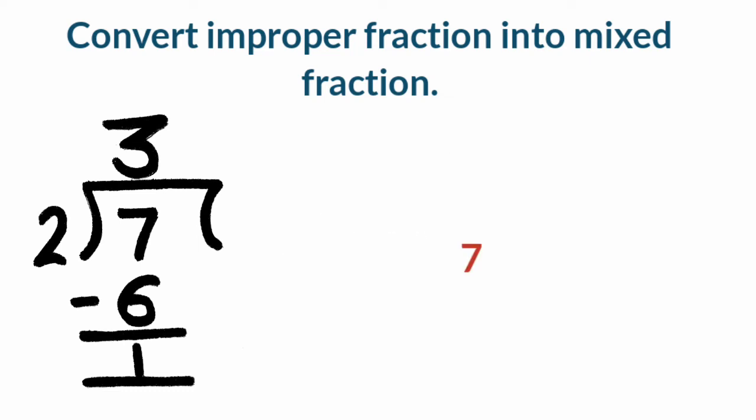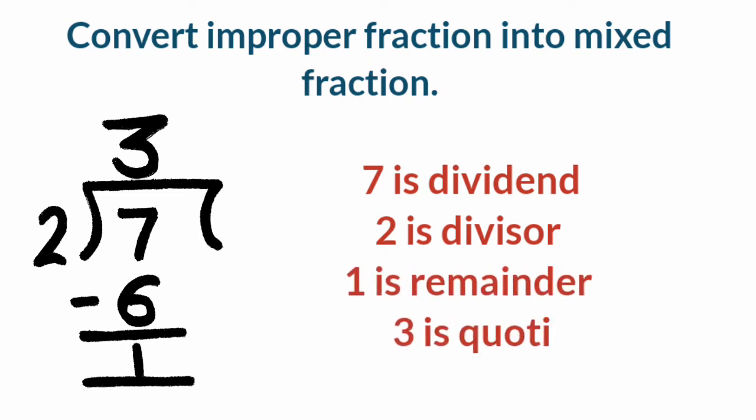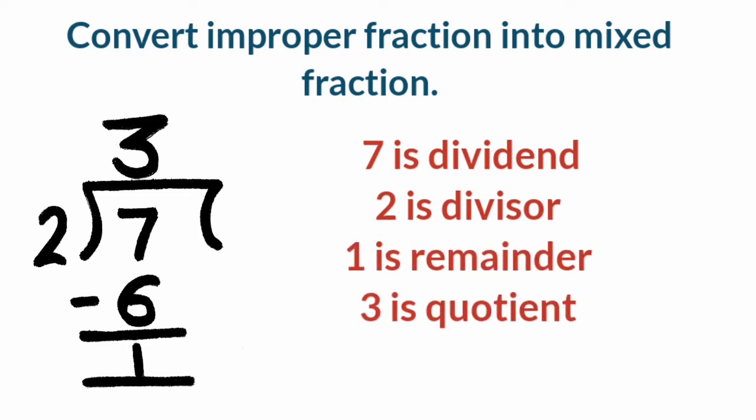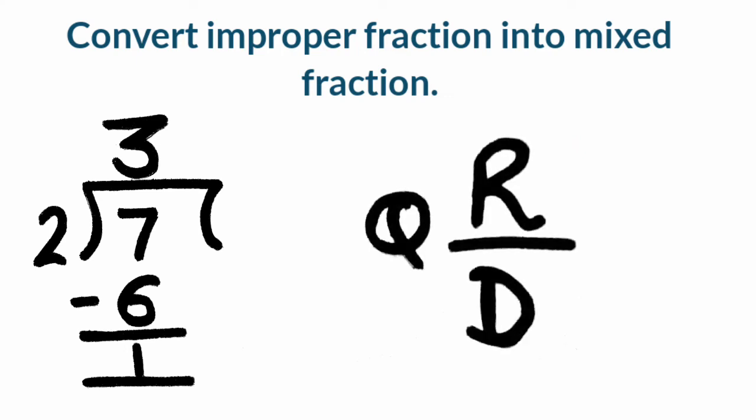Here 7 is the dividend, 2 is the divisor, 1 is the remainder and 3 is the quotient. You guys must learn these terms: what is dividend, what is divisor, what is remainder and what is quotient. If you get confused in this, you will get the answer wrong. So we have to put the quotient, remainder and divisor like this. Learn this formula: quotient remainder upon divisor.